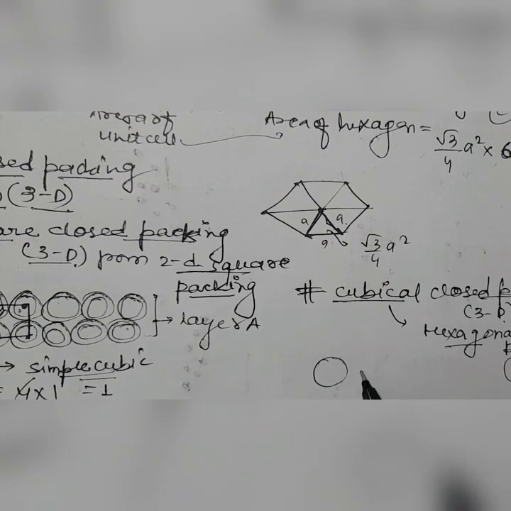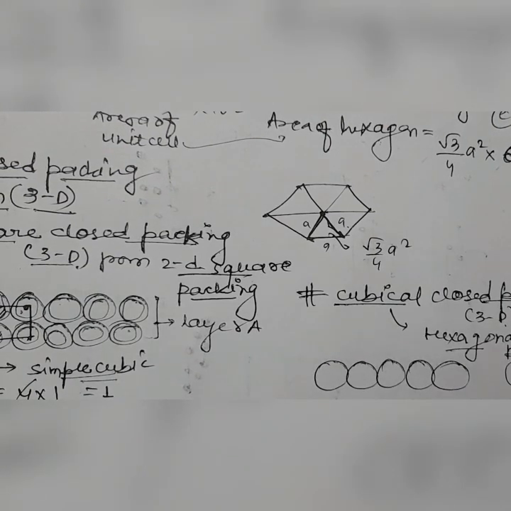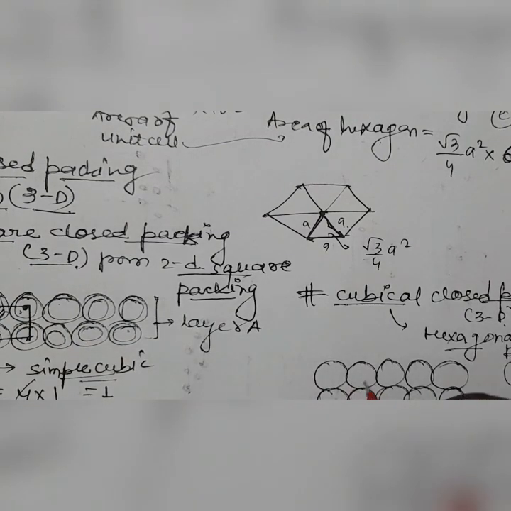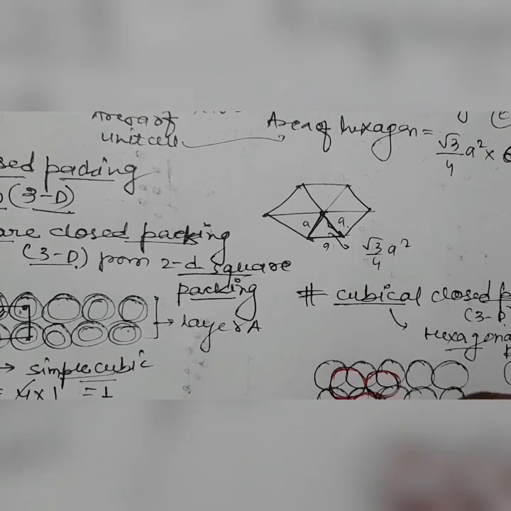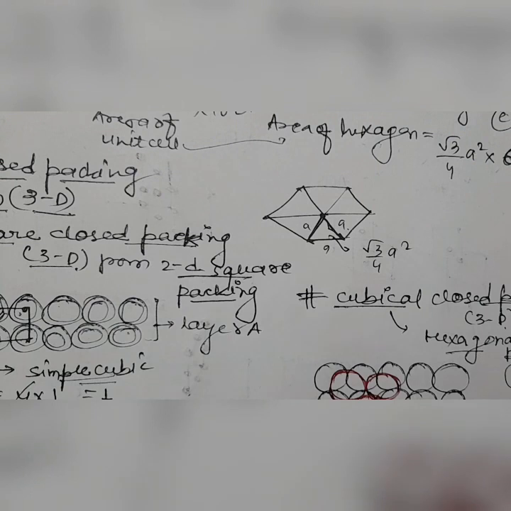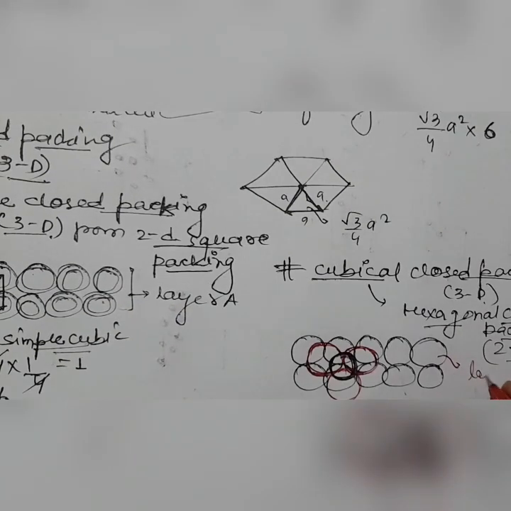How this will happen, I will show you. This is the layer, and on this A layer there was another layer present. On the voids of this layer, another layer is present, that is a B layer. And on this a third layer is present, on the void of it. So here there is layer A, that is formed from SCP 2D.